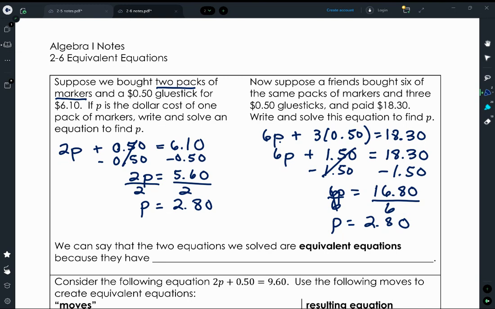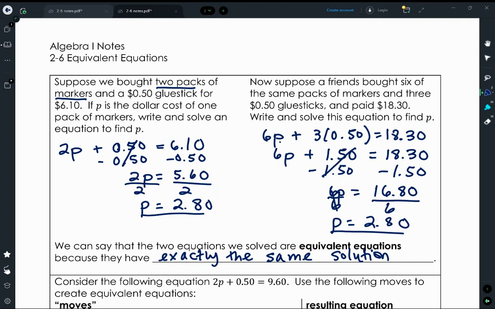So we can say that the 2 equations we have solved are equivalent equations because they have exactly the same solution. So even though they looked very different, in both of them, P was equal to the same thing. They had the same solution, and so they were equivalent.